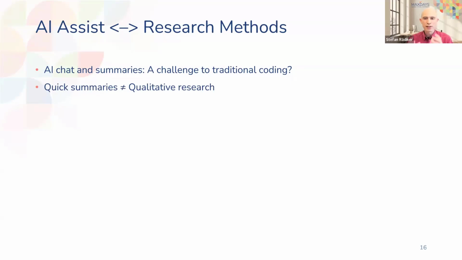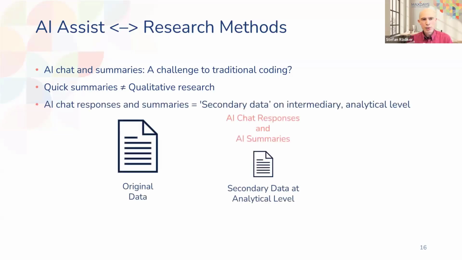So from my perspective, it's important that we are thinking of how we are viewing and integrating the AI summaries and the chat responses into our analysis. And I suggest to think of AI chat responses and summaries as a kind of secondary data on an intermediary analytical level, as I have labeled it here. So it may be compared to analytical memos in grounded theory, but the AI is now writing not those analytical memos, but the AI is adding in something that could be compared to those analytical memos.